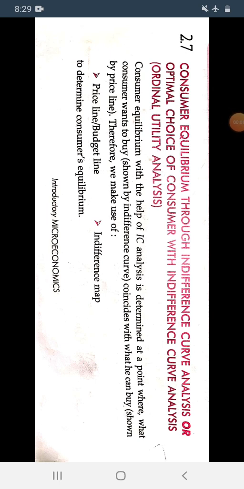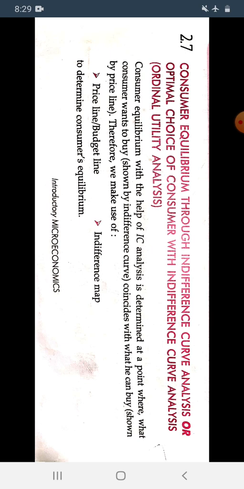Good morning, students. In the last class, we completed the properties of indifference curves. That is, an indifference curve is convex to the origin, slopes downward, never intersects another indifference curve, cannot touch the x-axis, and an indifference curve further to the right gives higher satisfaction.